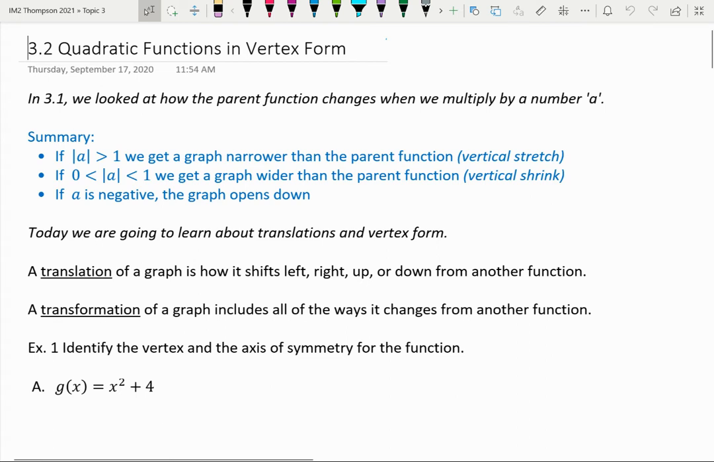So what is a translation? Specifically, a translation is when I take a graph and I move it left, right, up, down, or some combination of those. So when I slide it around, that's a translation. A transformation includes any type of movement. So it could be a translation. It could be an a value that creates the graph to get narrower or wider. It could be when a is negative and it flips. So a transformation is all of them included.